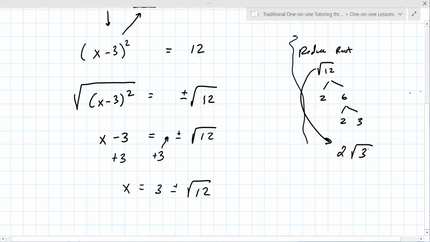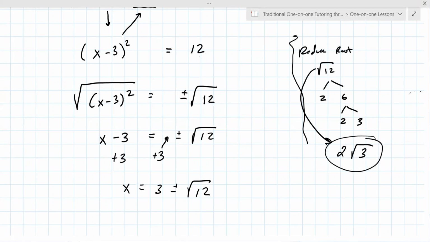No, you would write 2 root 3 instead of root 12. Okay. And that's why I said it sounds like it's out of scope for what you're doing. All right. Do you think that I will be seeing that soon?